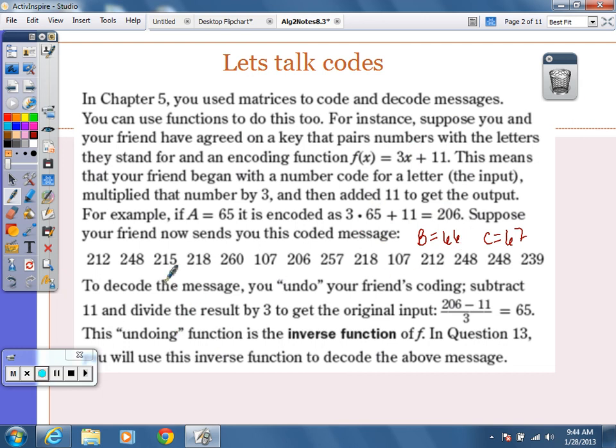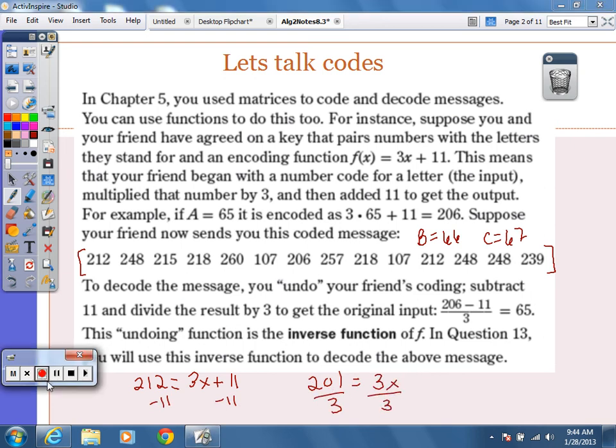So let's say that you are given this set of numbers, and you are trying to figure out what it says. How do you do this? Well, you would have to take 212 equals 3x plus 11, and then backwards solve: minus 11, minus 11. So that'd be 201 equals 3x, divide by 3, and you get 67. So we get 67 equals x, so I know this first letter is what, C?